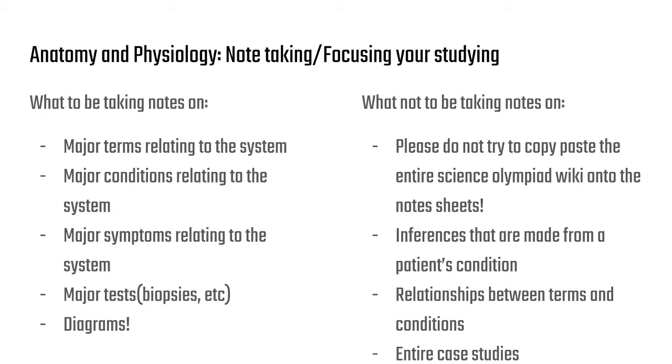But what not to be taking notes on, I would definitely not copy the entire wiki because the entire wiki is not going to be helpful and it has a lot of fluff information that you don't need. I would not write stuff about inferences that you can make from a patient's condition. When you write all these terms down on your notes sheet, the definitions themselves will help you make a prediction of what exactly a patient has. I definitely wouldn't put entire case studies or relationships between terms and conditions. Those are the things that you need to really hone in on and focus on when you study. So I would not exactly focus on memorizing all your terms, but I would focus on the relationship between these terms. And that's something that should definitely be practiced over and over again.